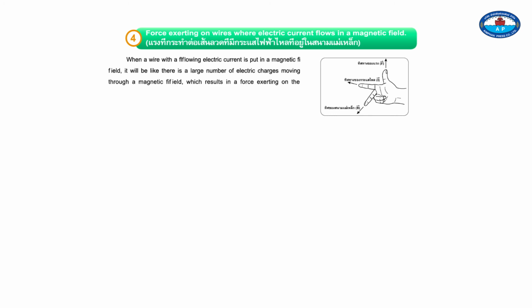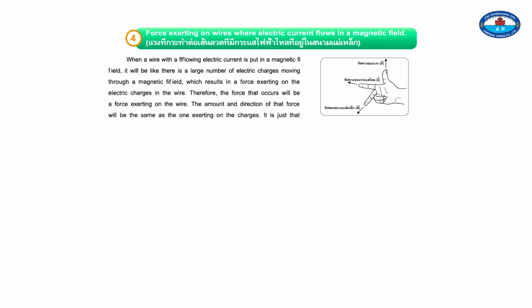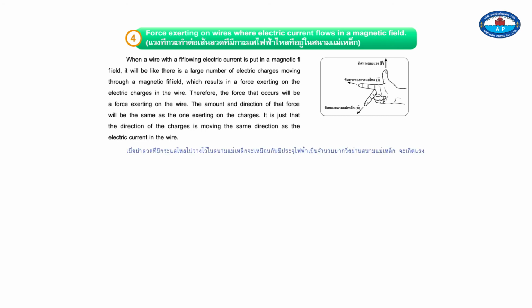4. Force exerted on wires where electric current flows in a magnetic field. When a wire with a flowing electric current is put in a magnetic field, it is as if a large number of electric charges are moving through a magnetic field, which results in a force exerted on the electric charges in the wire. Therefore, the force that occurs will be a force exerted on the wire. The amount and direction of that force will be the same as the one exerted on the charges. It is just that the charges are moving in the same direction as the electric current in the wire.